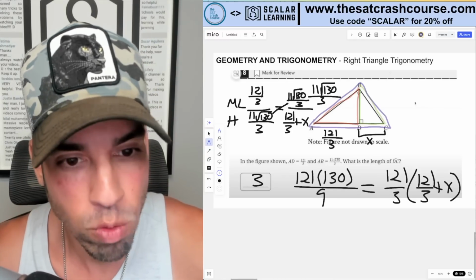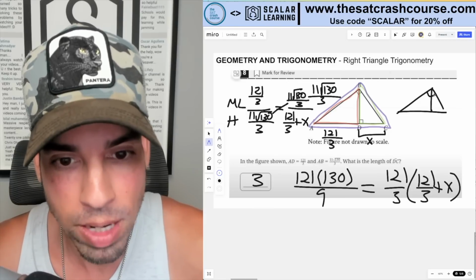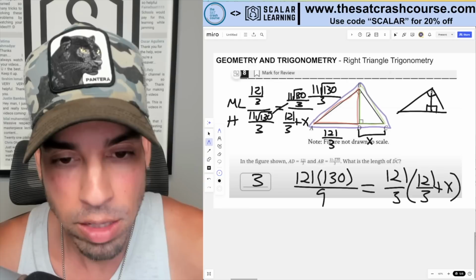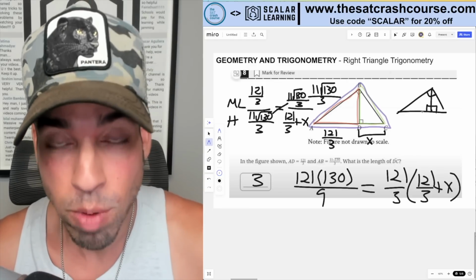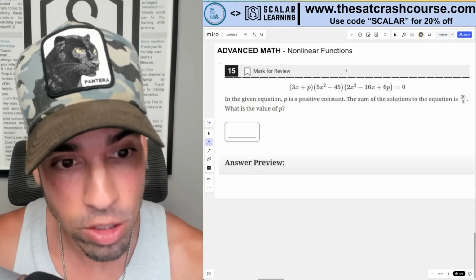And just make sure you remember, again, any right triangle, if we have a right triangle and we drop an altitude from the right angle, we create 2 more right triangles, and all 3 right triangles are going to be similar. Here's my last one for the predictions, a nonlinear function question.